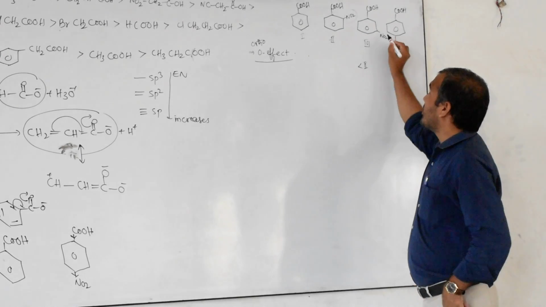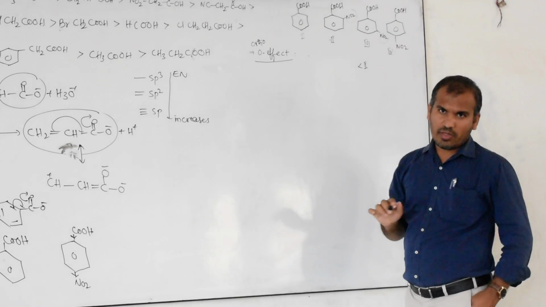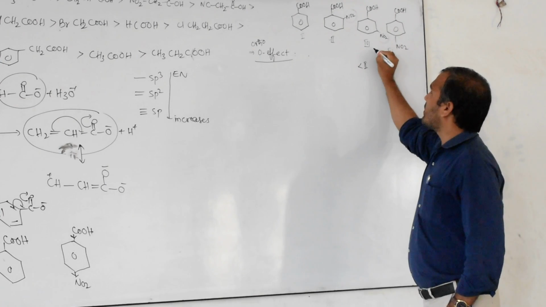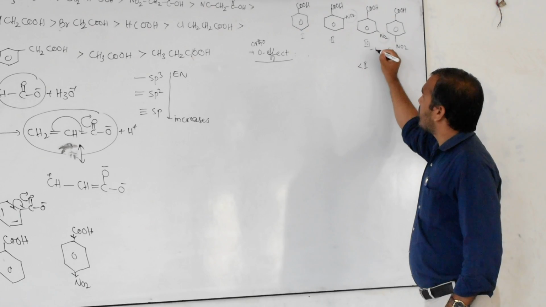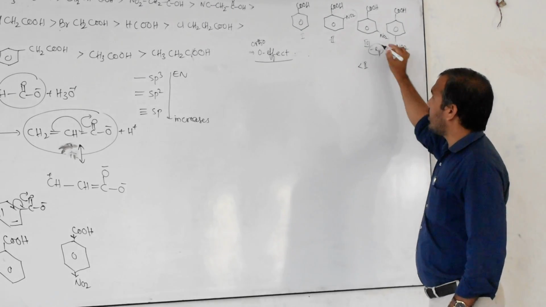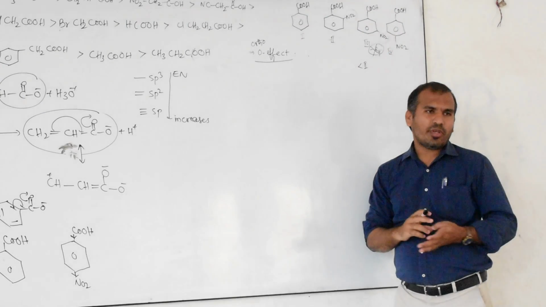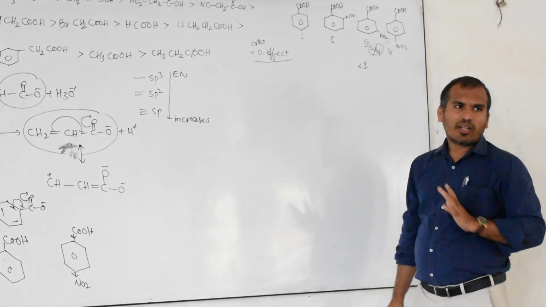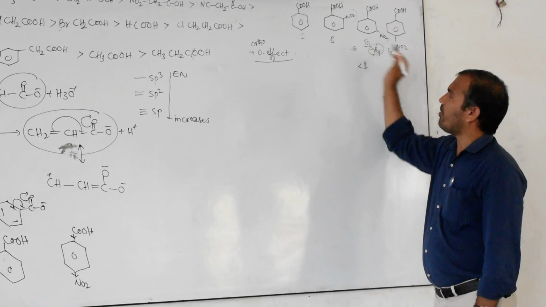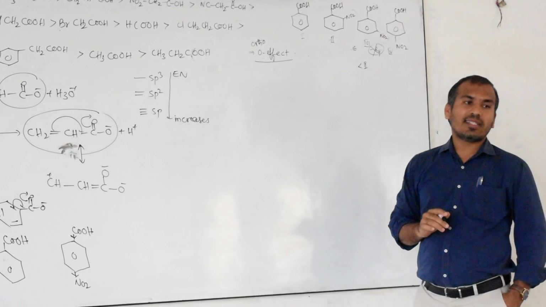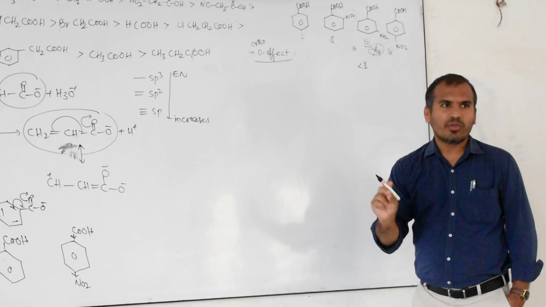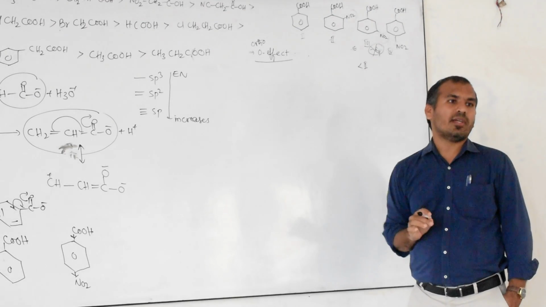So now decide which group is electron withdrawing. At the meta position, the minus R, minus M group will be absent. Through meta position, the resonance effect is not applicable. Which effect is applicable? Minus I effect is applicable, because it is distance dependent. You may have studied in the first year that the inductive effect is applicable up to 3 carbons. After 3 carbons it disappears.